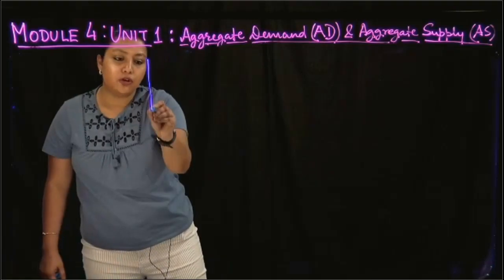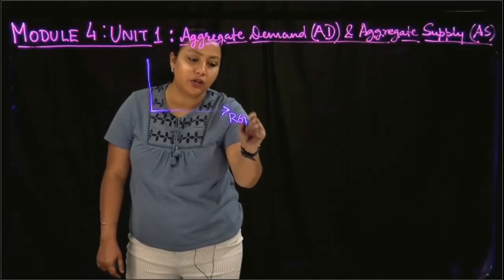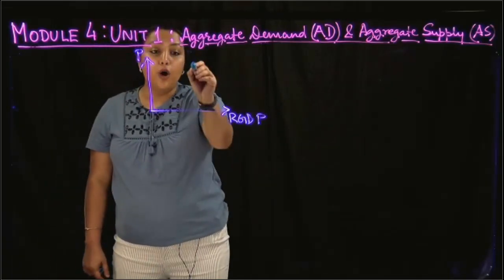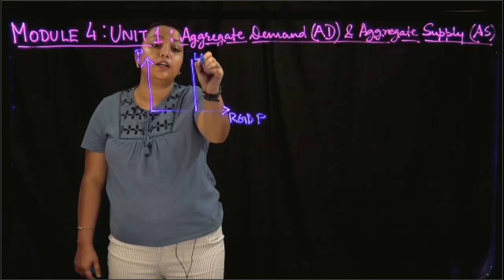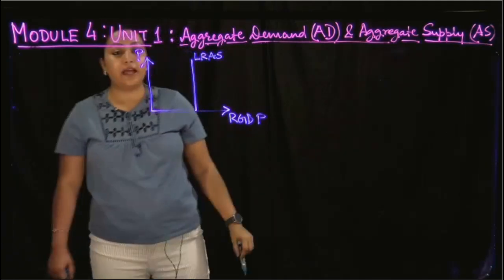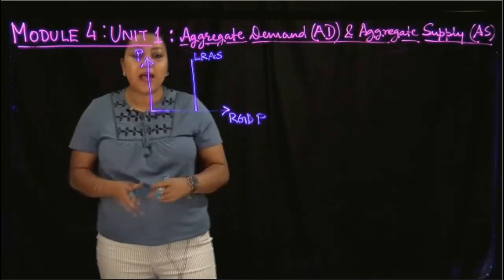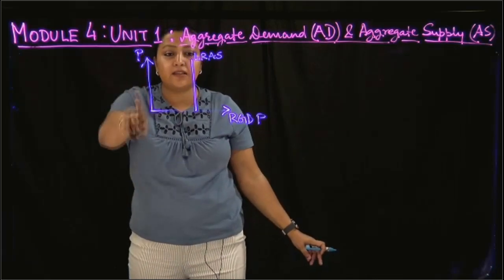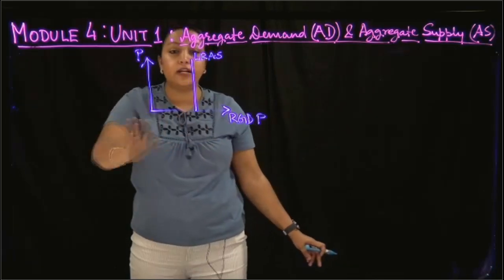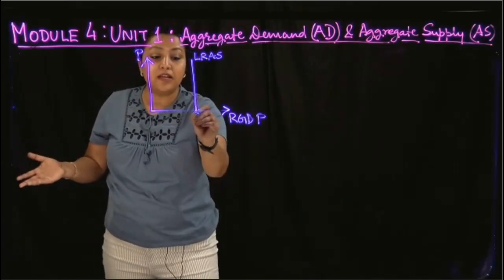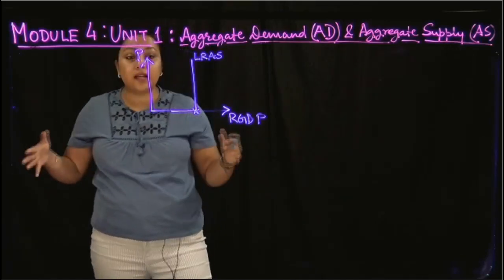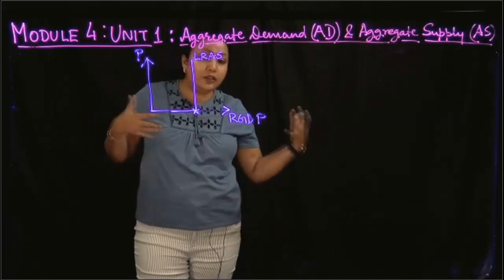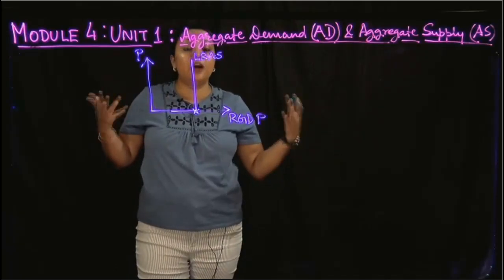So if I draw the picture of the macroeconomy another time, where I have the real GDP on the x-axis and the price index on the y-axis, then the long run aggregate supply is basically a vertical line. That's your LRAS. That means the economy has reached a real GDP where, no matter what happens to the price index in the economy, there is no increase or decrease in the real GDP. The real GDP stays the same. That means the economy has kind of reached its full potential. There is no scope for the economy to increase the real GDP any further, right?